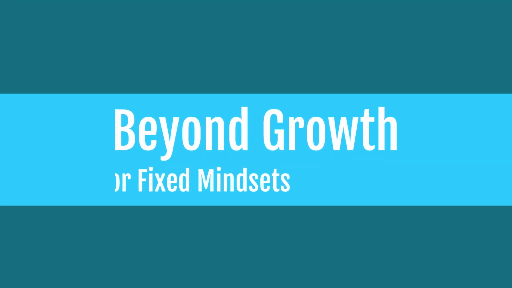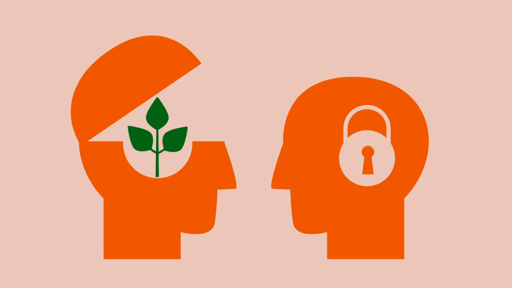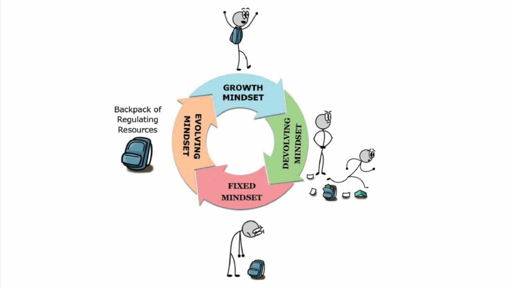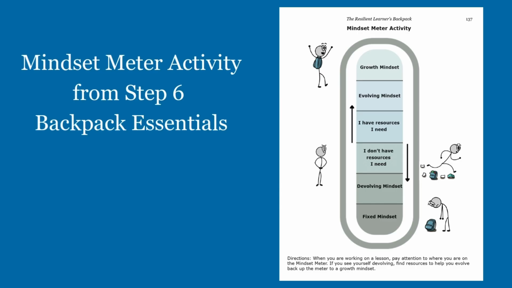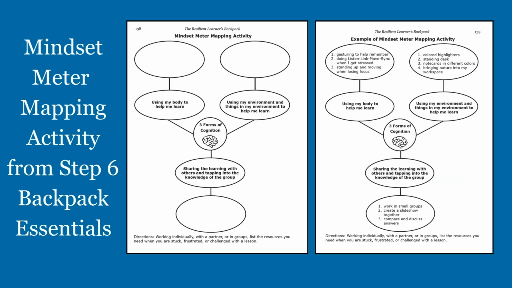Beyond growth or fixed mindsets. The popular mindset paradigm describes mindsets as either growth or fixed. I introduced the concept of an evolving mindset, a place of evolution or devolution, depending on students' ANS states, cognitive stories, and access to a metaphorical backpack of regulating resources found in the Learning Hub. In order to create more optimistic futures and growth mindsets, students in sympathetic or dorsal vagal states must unpack their cognitive stories about their abilities to learn.